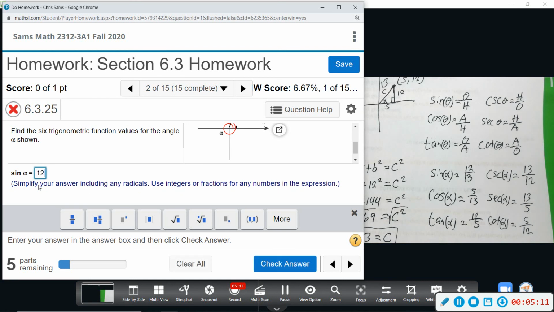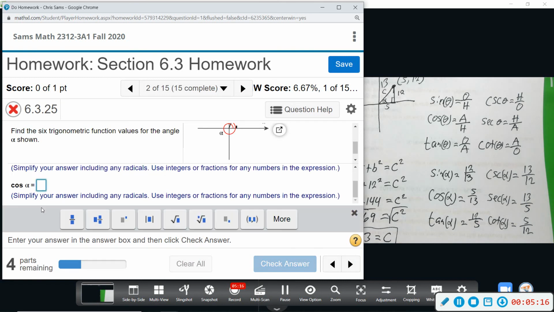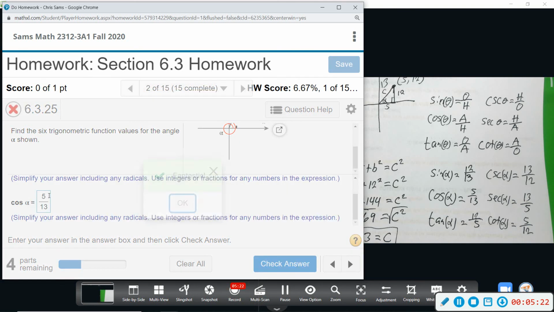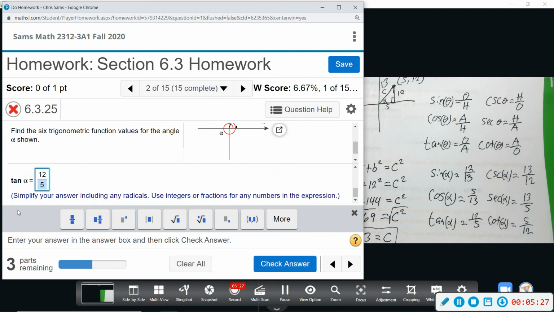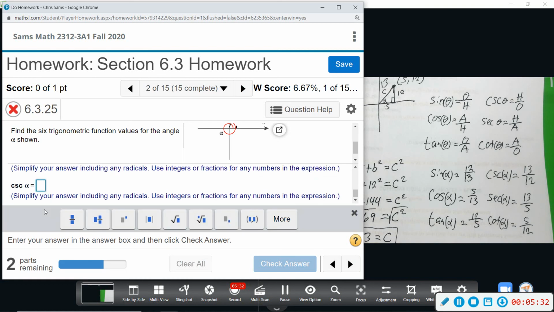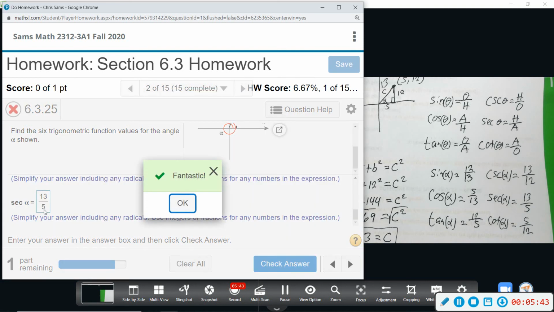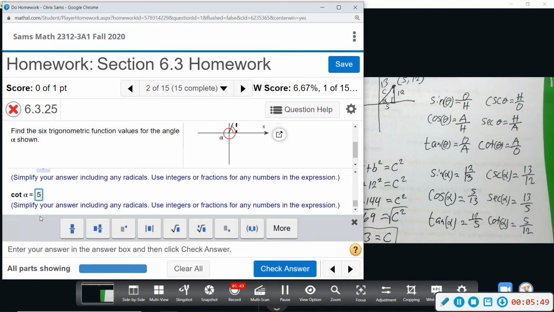Sine is 12 divided by 13. Cosine is 5 divided by 13. Tangent is 12 divided by 5. Cosecant is 13 divided by 12. Once you have them all, they're not that bad to plug in. Secant is 13 divided by 5. And then cotangent is 5 divided by 12.